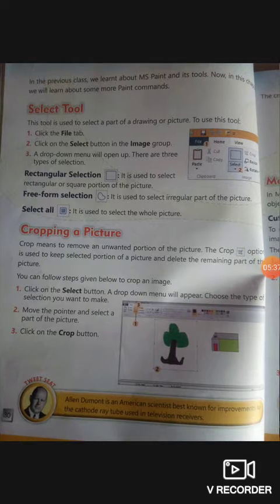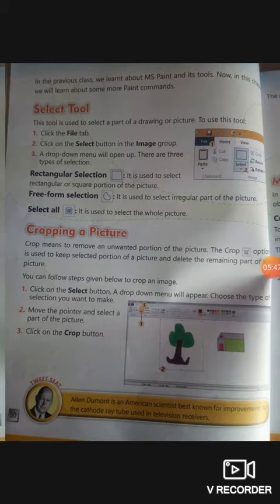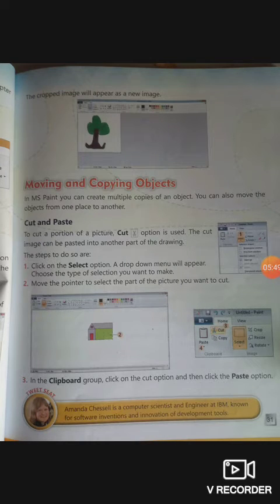Next, a cropped image appears as a new image. First, in this whole picture there is one home and one tree. In the next picture we cut only the tree. This is the use of cropping a picture in the Paint tool.